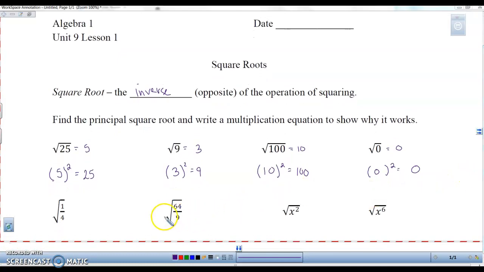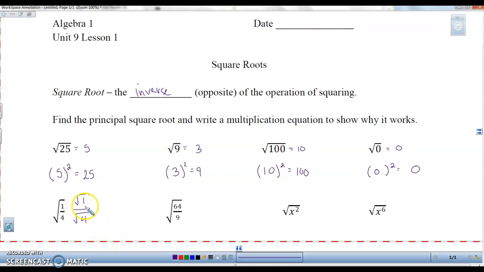Okay, now let's do a couple little more complicated ones. All right, so the square root of 1/4. Don't let the fraction freak you out. The square root of 1/4 means you have to take the square root of the numerator and the square root of the denominator and do them individually.